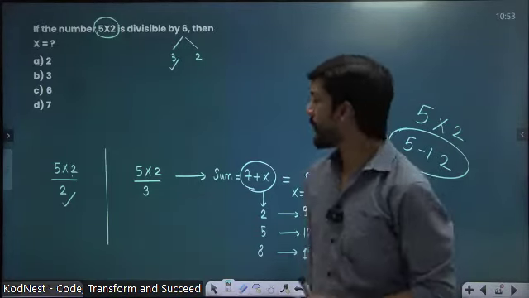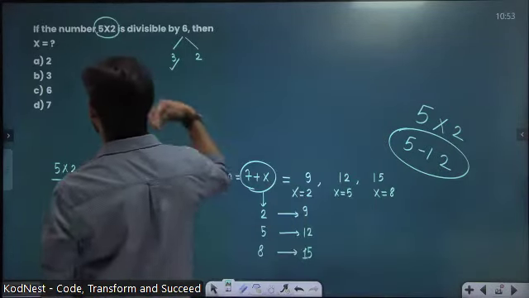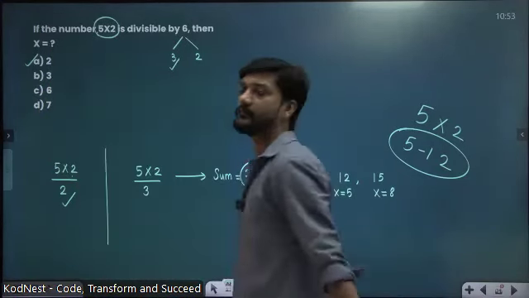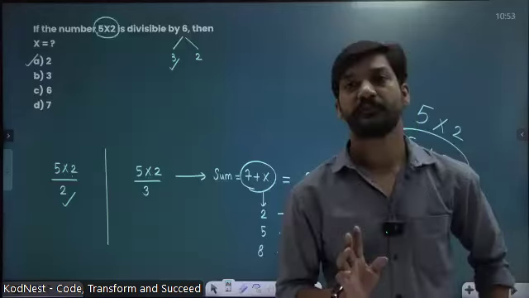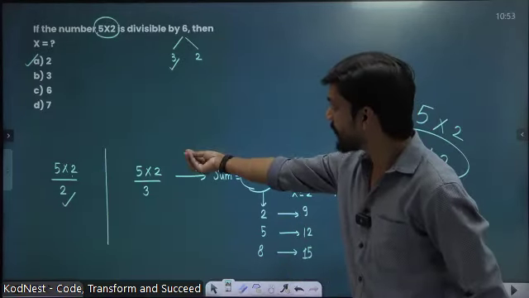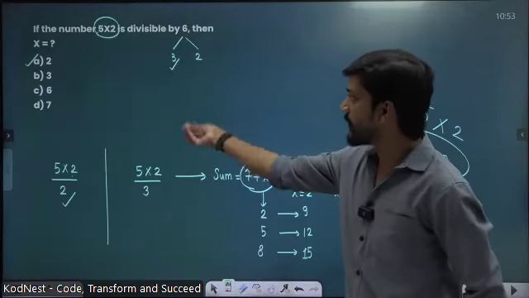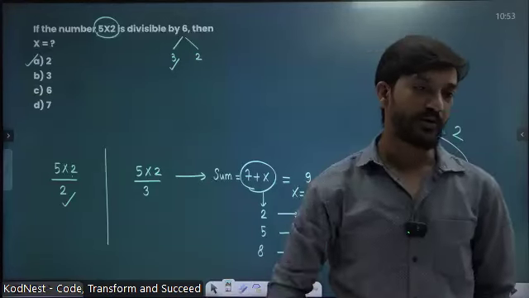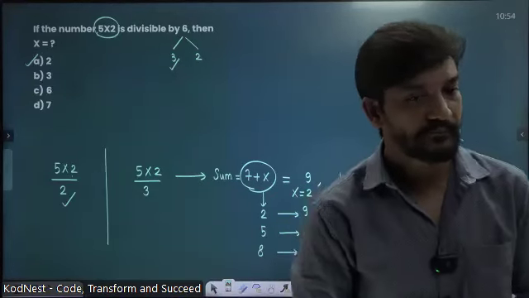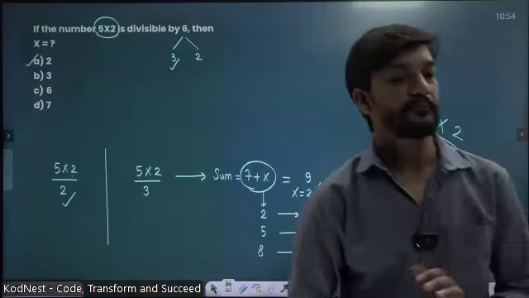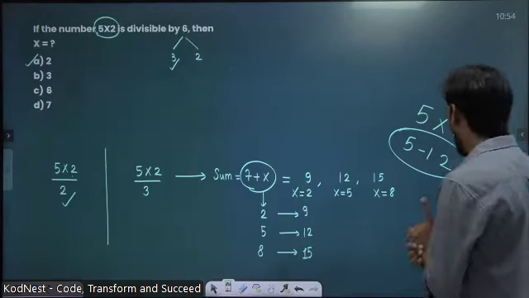Out of the 3 values, which value is given in the option? 2, 5, 8. Only one value is given, that is 2. So 2 is correct. If you want, you can take x value as 2 and check. You can take x value 3 and check, x value 6 and check, x value 7 and check. That also is good. All right, now next question.